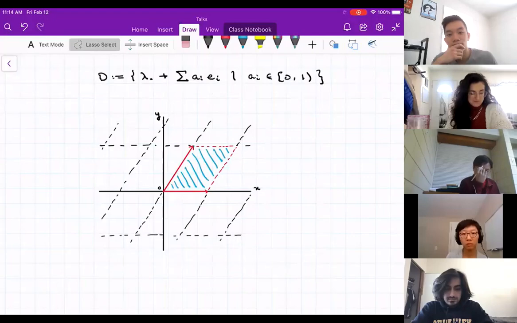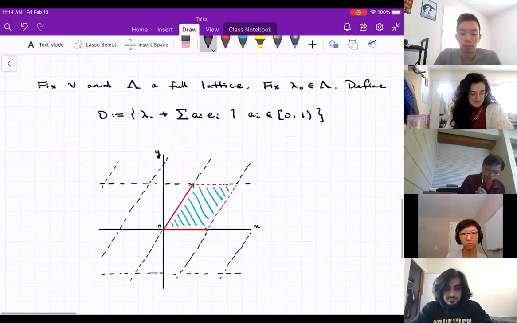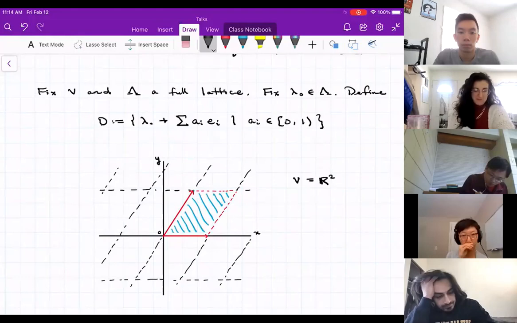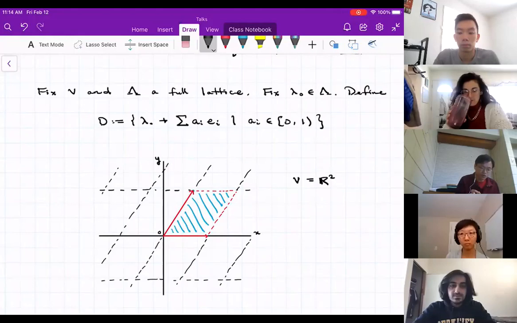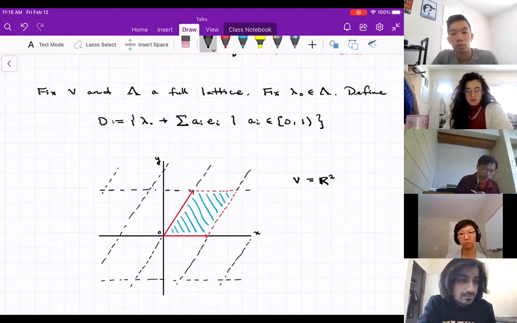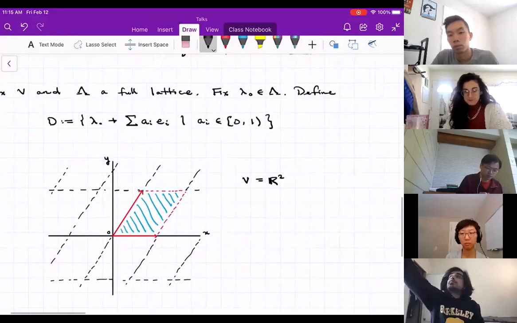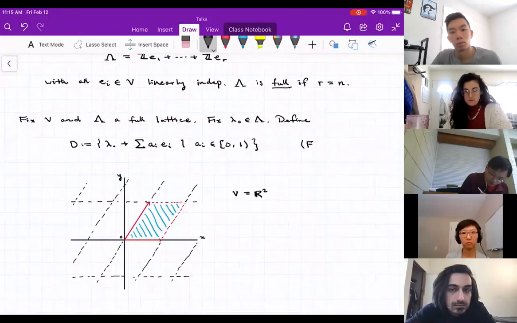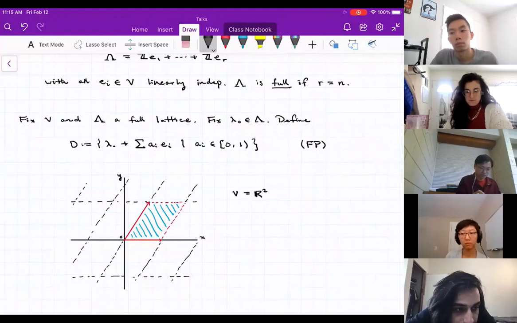Okay, so here's the picture. In this example, our vector space is R2. It's generated by these two solid red arrows. In this case, I think it's like 3, 3, 0 and 2, 1. And this parallelogram shaded in blue is an example of a fundamental parallelepiped. I'll refer to these as FPs, just because it's a bit of a pain to write out. So these are fundamental parallelepipeds.